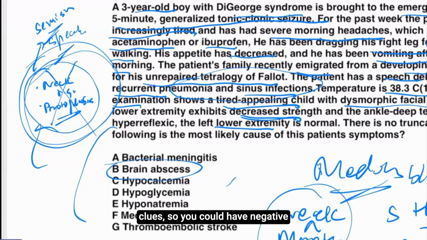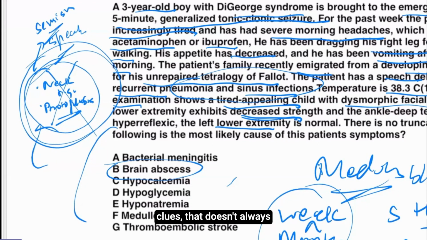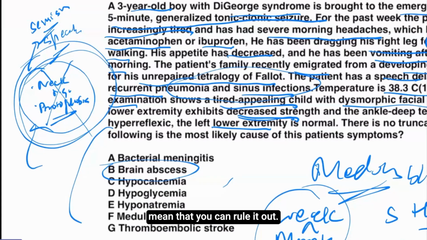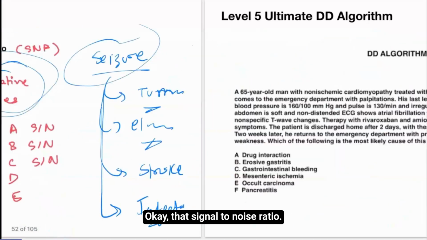So you could have negative clues. That doesn't always mean that you can rule it out. So there were negative clues here, neck rigidity or photophobia. If I ruled out brain abscess, I would have gotten it wrong. And this is where people get stuck. You have to ask yourself, what are the positive clues, what are the negative clues, build a ratio and compare each answer choice towards that question stem. Okay, that's signal to noise ratio.